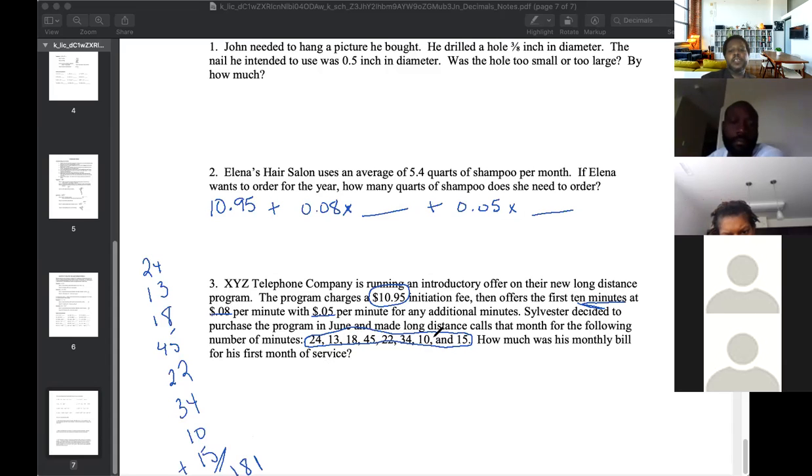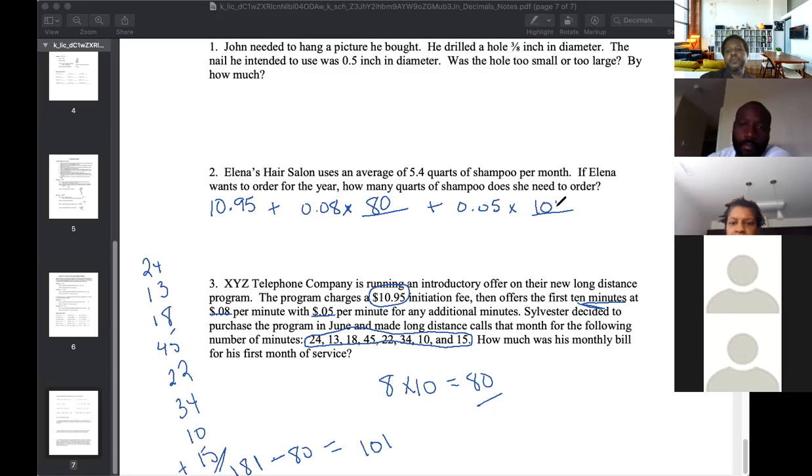And how many calls were there? 1, 2, 3, 4, 5, 6, 7, 8. There were 8 calls and they were all at least 10 minutes. So what's 8 times 10? 80. So that means he has 80 minutes that are going to be charged at 8 cents per minute, and he has 181 minutes total. So how many minutes are going to be charged at 5 cents a minute? I have to do 181 minus 80. That's 101. So he's going to have 101 minutes charged at 5 cents per minute.